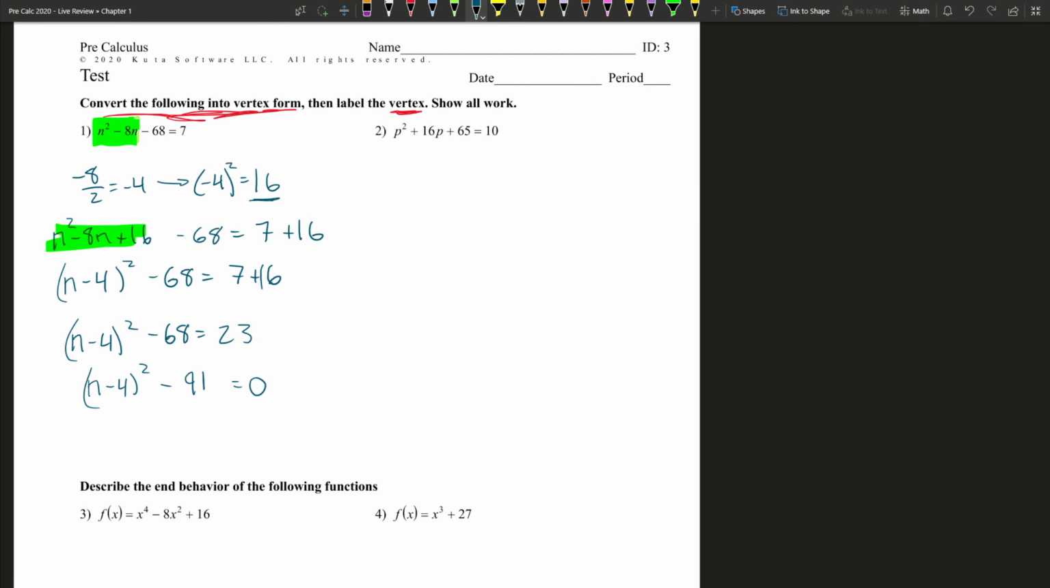And then we just get everything to the left. And then your vertex is just this 4 and this -91. So the vertex is 4, -91. And that's full points. So again, you complete the square, you factor that out, you get everything to the left, and then just use vertex form.